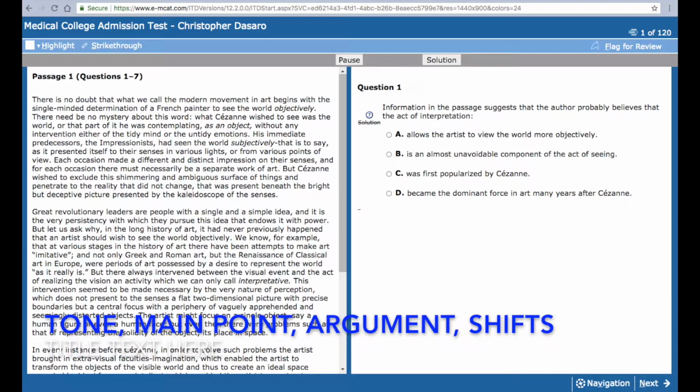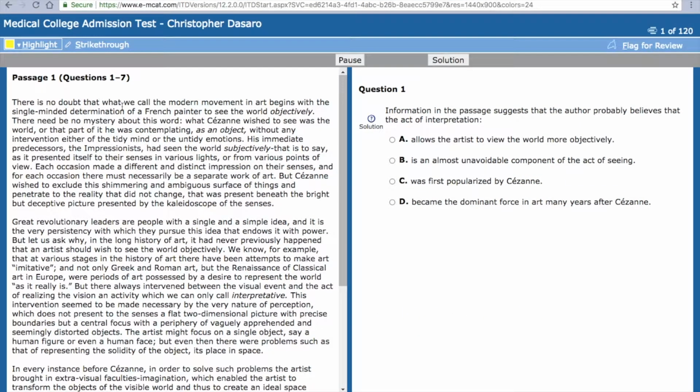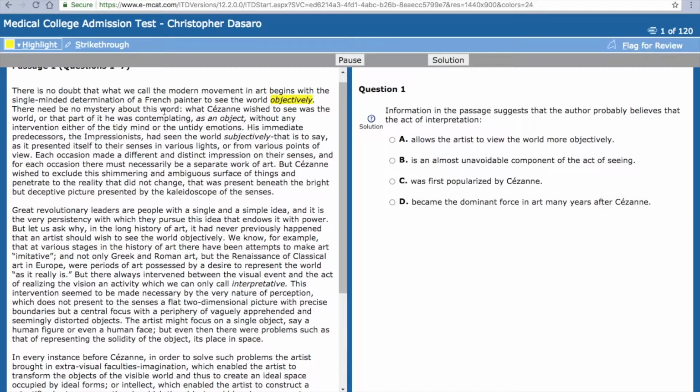So, onto the passage. "There is no doubt that what we call the modern movement in art begins with the single-minded determination of a French painter to see the world objectively." Emphasis on objectively. "There need be no mystery about this word. What C wished to see was the world, or that part of it he was contemplating, as an object." Forgive me, I can't exactly pronounce this artist's name, so I'm going to refer to the artist as C, just for the sake of simplicity.